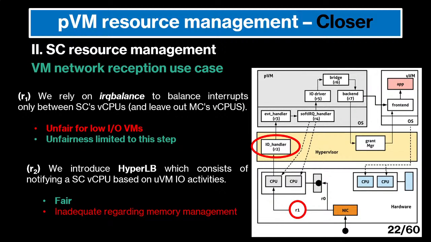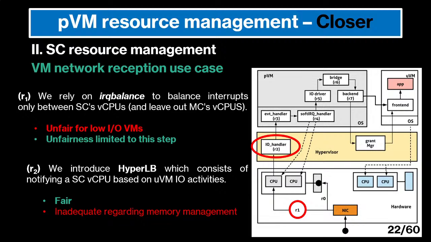So how do we apply Closer? For the first step, R1, where we notify the physical CPU of the interrupt, we do not want the main container vCPU to treat this interrupt. So what we do, we use IRQ balance in order to balance the interrupts arriving on the network card between the vCPUs of the secondary container. By doing so, we are leaving out the main container vCPU so that it is solely reserved for administrative operations.